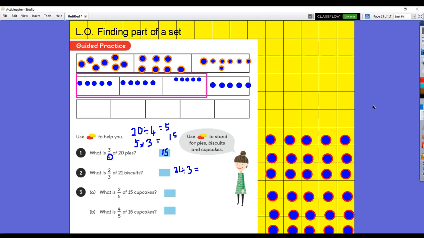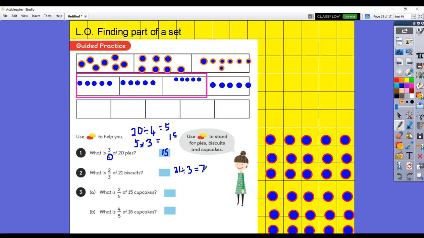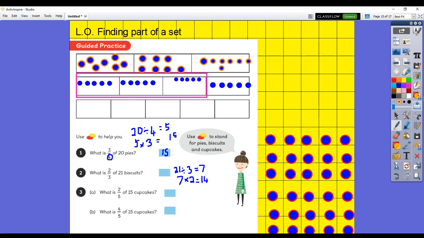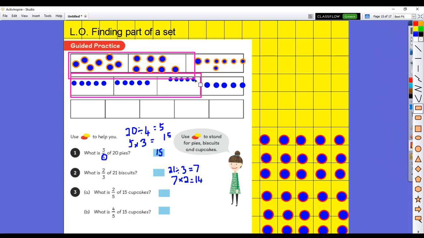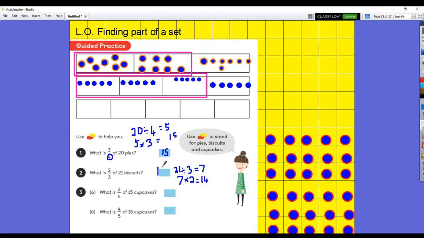Okay, hopefully you would have said you need to times the answer with whatever our numerator is, how many we need. That's going to be 2. So 7 times 2 equals 14. And we can represent that with our counters and our bar model by, we've got our 7. We need 2 groups of 7. Our 2 groups of 7 are up here. So 2/3 of 21 biscuits is going to be 14 biscuits.